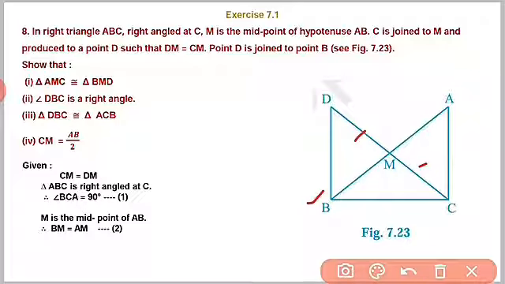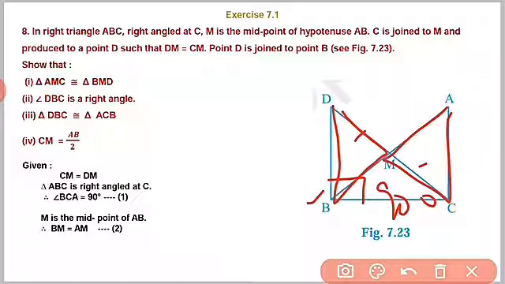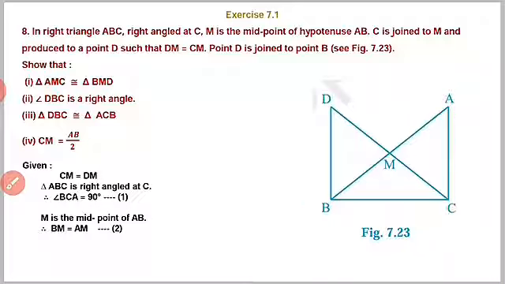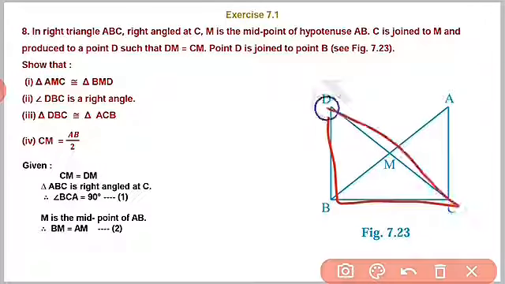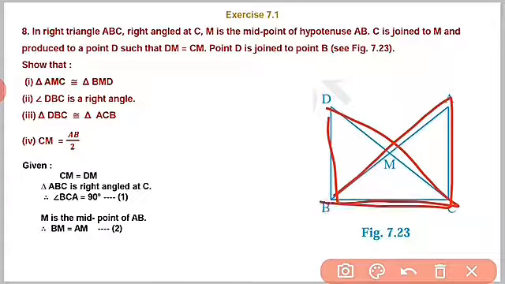Show that triangle AMC and triangle BMD are congruent. Next, second part, angle DBC is also 90 degrees. This we have to show. Third, triangle DBC is congruent to triangle ACB. Fourth, we have to prove CM is half of AB.